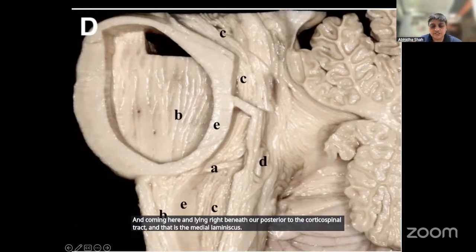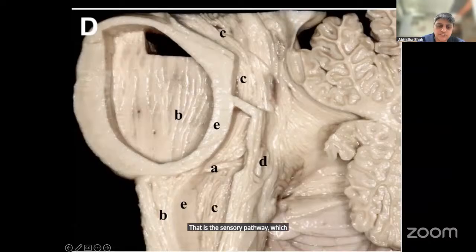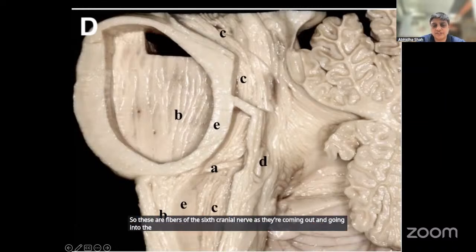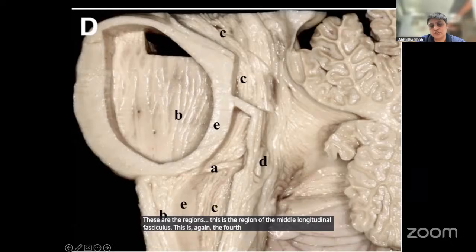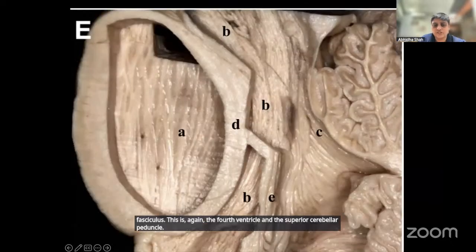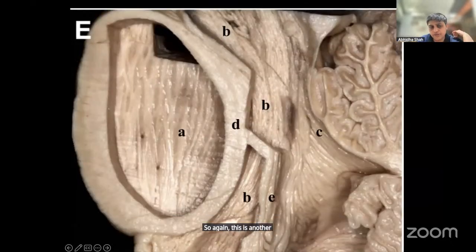That is the sensory pathway, which is also another very important pathway which decussates in the medulla. These are fibers of the sixth cranial nerve as they're coming out and going into the pontomesencephalic sulcus. This is the region of the middle longitudinal fasciculus. This is again the fourth ventricle and the superior cerebellar peduncle. Again, this is another image to show the fibers more closely.